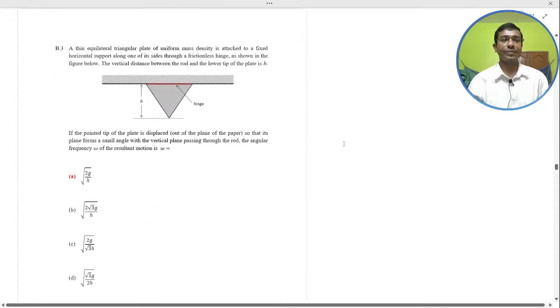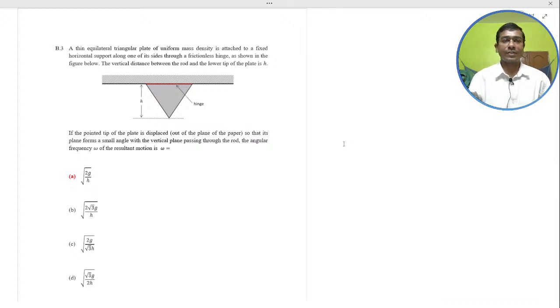Next, a thin equilateral triangular plate of uniform mass density is attached to a fixed horizontal support along one of its sides by a frictionless hinge as shown in the figure below.